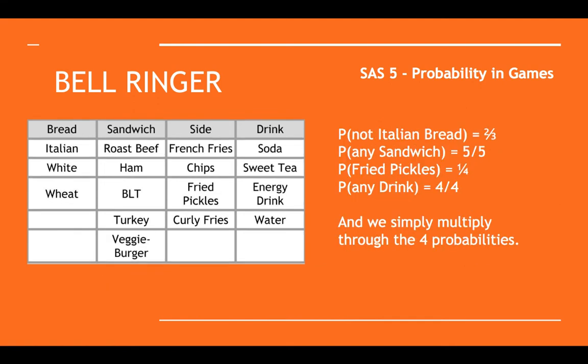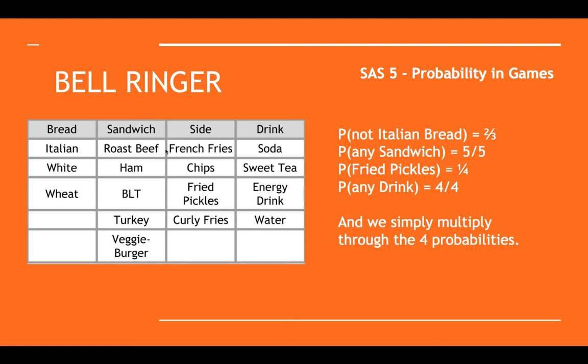So the probability that it's not Italian bread is 2/3. And why do we know that? Because Italian bread is one of 3 choices, and the other 2 choices are white and wheat. So out of 3, the probability of it not happening is 2 out of 3.